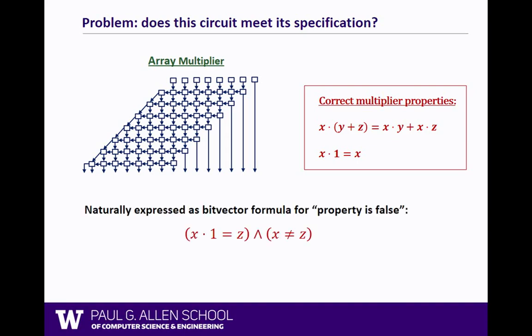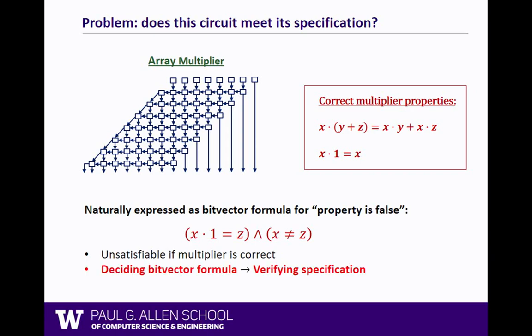Okay. So this specification checking is naturally expressed as a bit vector formula that says that this property is false. If the multiplier is implemented correctly, then this formula will be unsatisfiable. So if we can decide bit vector formulas, then we will be able to solve many different specification verifying problems.